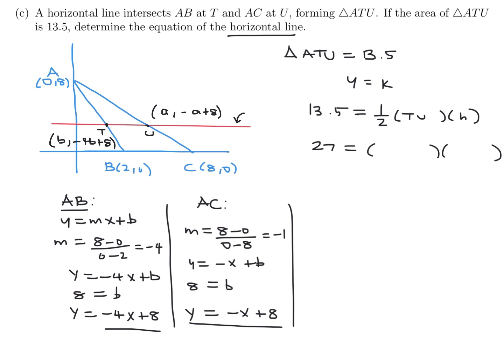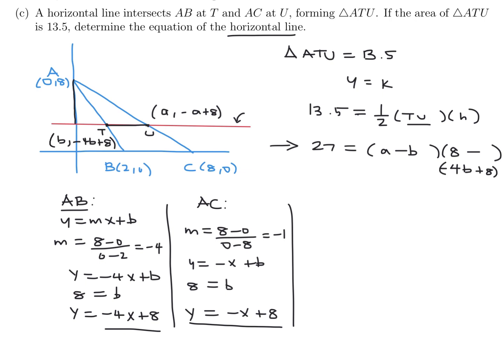Correct? Yeah. Okay, so far so good. Now we can go back to this guy. So now TU is basically the distance from there to there, so that's basically A minus B. And then H is the distance from here to here, which I believe would be just 8 minus the Y coordinate. So 8 minus the Y coordinate, which is minus 4B plus 8. And I think that's good enough.